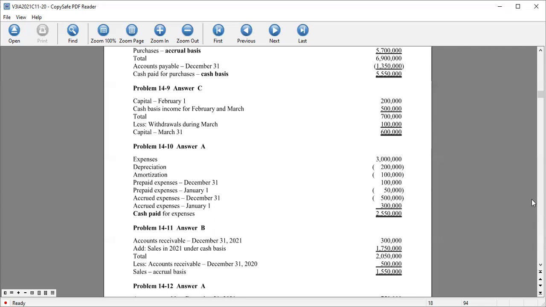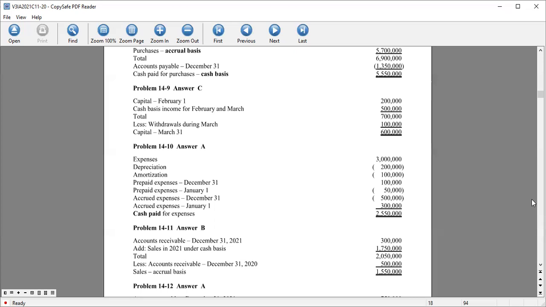So now we have the amount of expenses given as 3 million, but we have to deduct depreciation and amortization of 200,000 and 100,000 respectively, being non-cash. Then prepaid expenses at the end of 100,000 we add, and the beginning of 50,000 we deduct. Then accrued expenses on December 31 we deduct, and on January 1 we add. Now again, take note of the reverse treatment of prepayments and accruals. Prepaid expenses on December 31, or ending, we add, however accrued expenses ending is deducted.